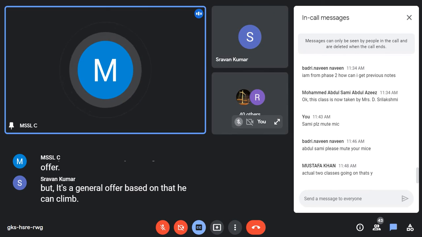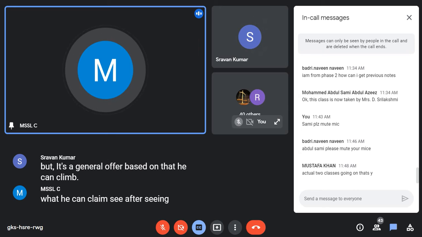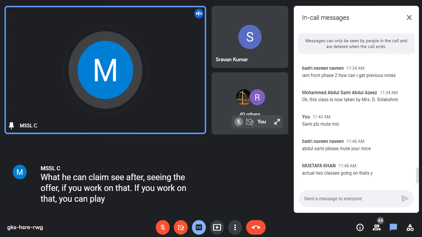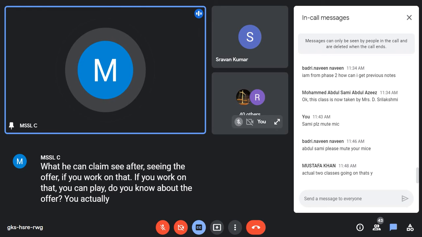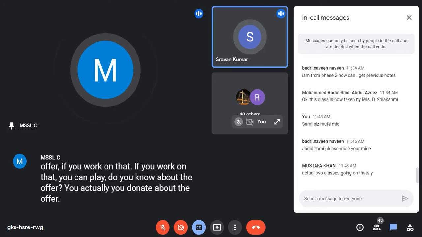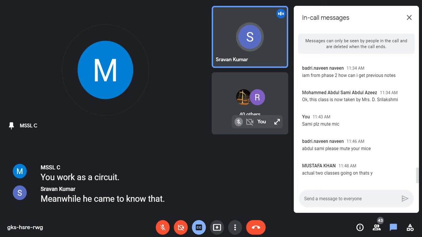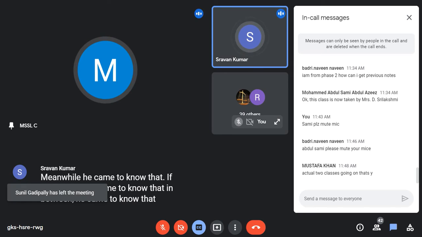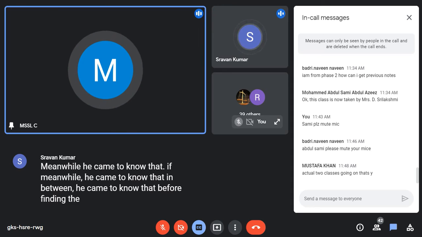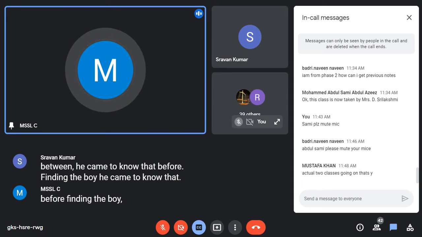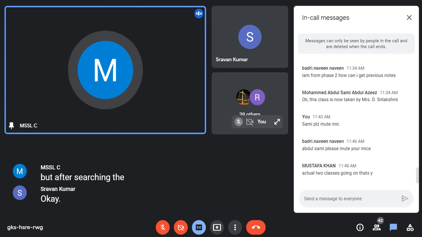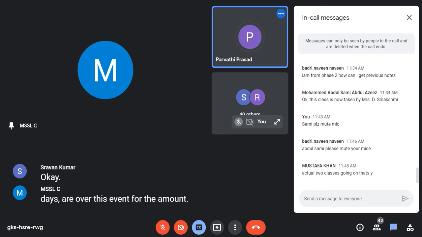What can he claim? See, after seeing the offer, if you work on that, you can claim. Do you know about the offer? If you don't know about the offer, but meanwhile the servant came to know about it before finding the boy, he can claim. But after searching for the boy, after a few days are over, if the servant claims the amount later.